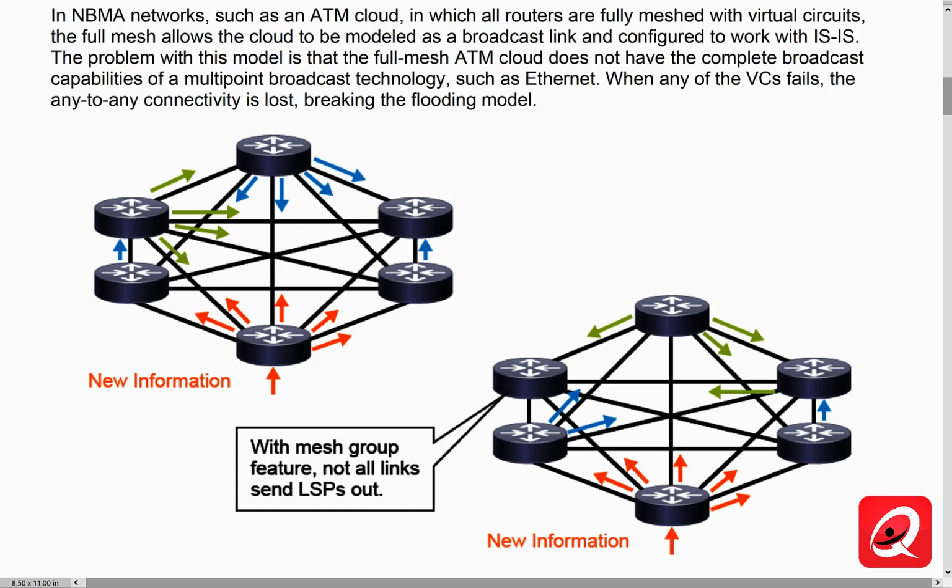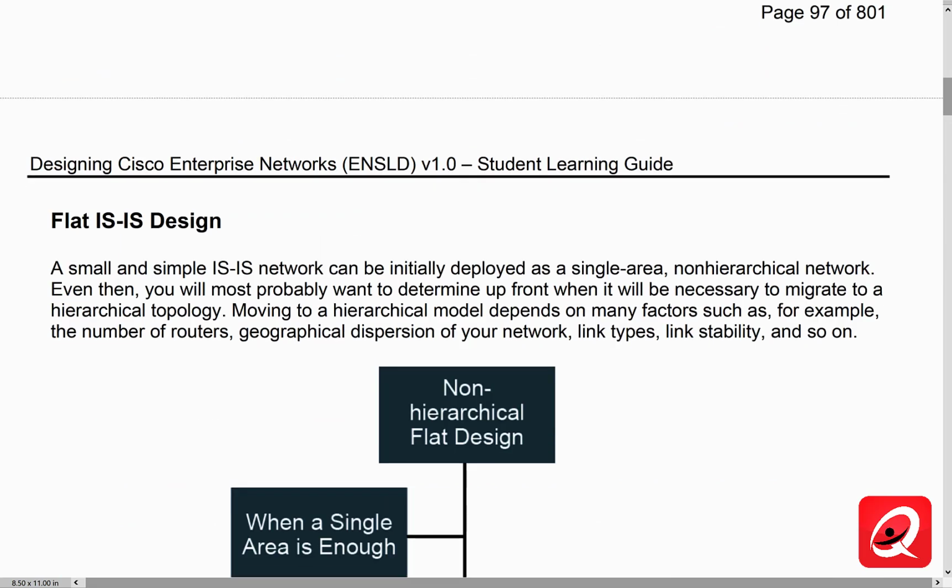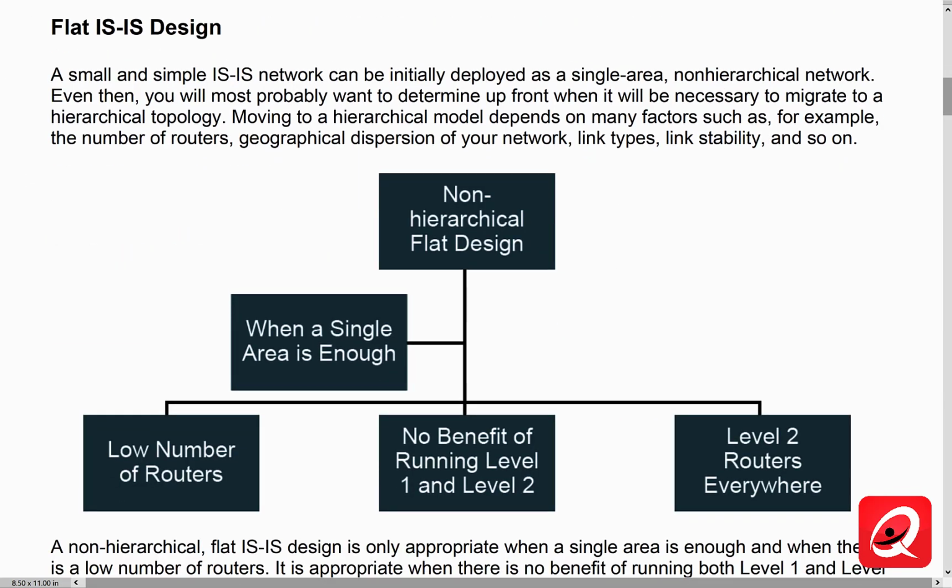Each member of the mesh group doesn't reflood link state packets that are received from other members in the group to the members in the same group because they would have already received that information anyway. But link state packets received from non-member routers are flooded to all members of the mesh group and other adjacent non-member routers. So that is a consideration that we would take into account in this type of topology. I mean, the reality is, how much of this are we going to see these days, right? Probably not seeing too much frame relay or ATM out there today. All right.